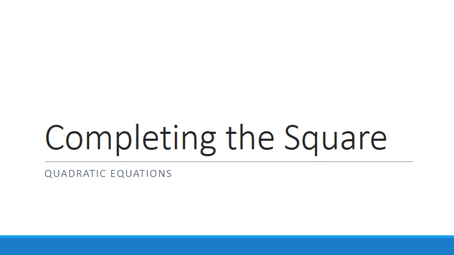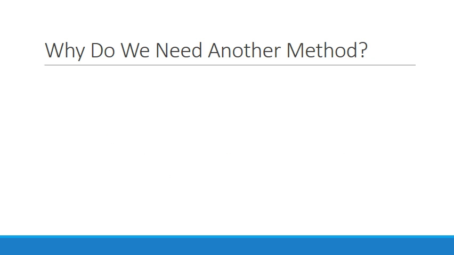Welcome back, everyone. Today we're going to look at some more quadratic equations, and in this video we're going to look at a method called completing the square. So why do we need another method? There's the factoring method, there's the square root method. Why do we need one more?